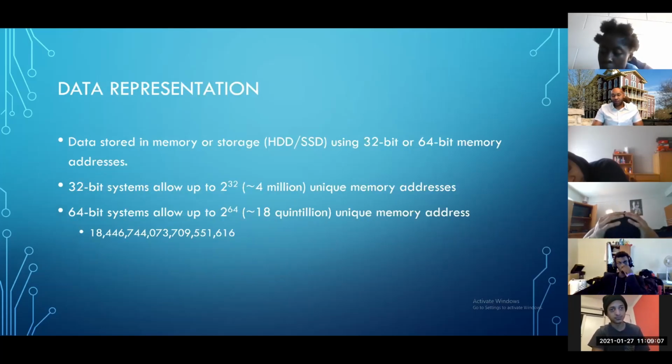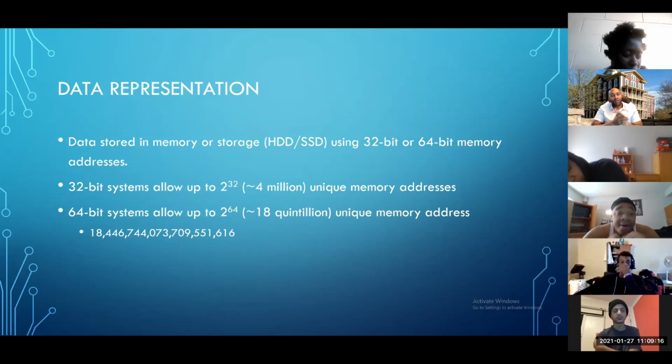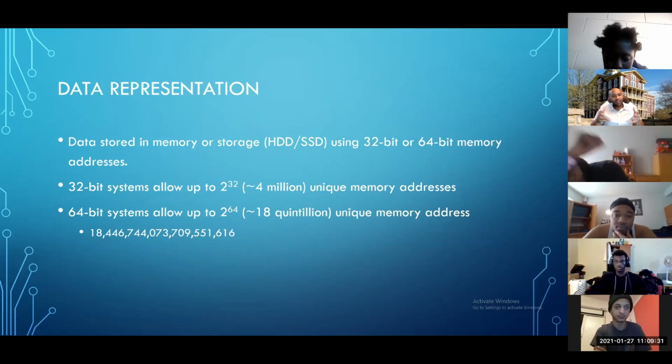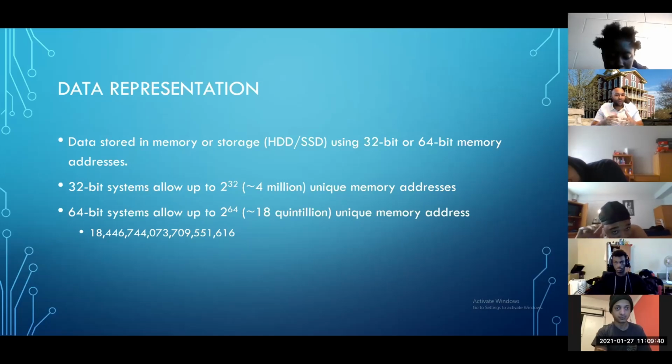All right, so data representation. You may have come across the term a 64-bit system versus a 32-bit system. 32-bit systems are kind of old. 64-bit is more what we use today, all right? The main difference is how much RAM your computer can use. Basically, there are different memory addresses in RAM, and you can store data in those different addresses. A 64-bit system allows you to have 2 to the 64 different addresses. A 32-bit allows you to have 2 to the 32 different addresses.